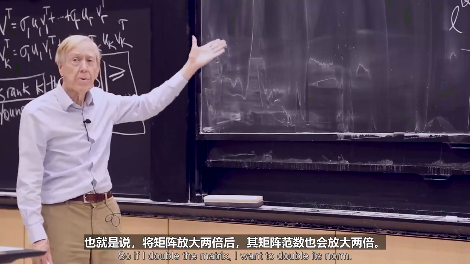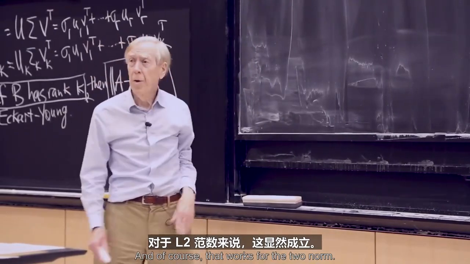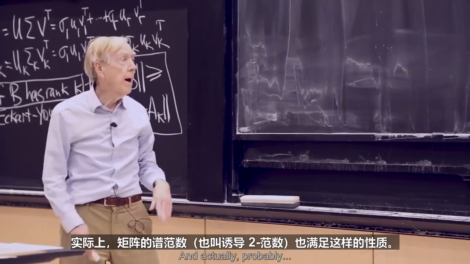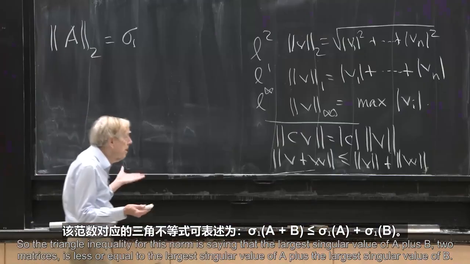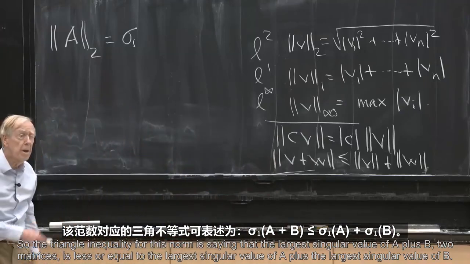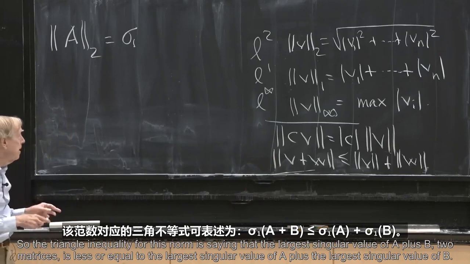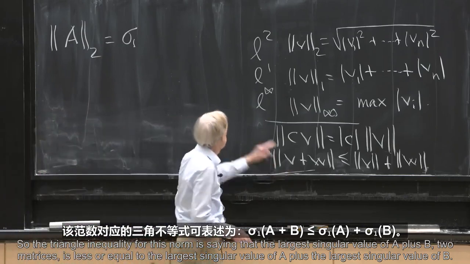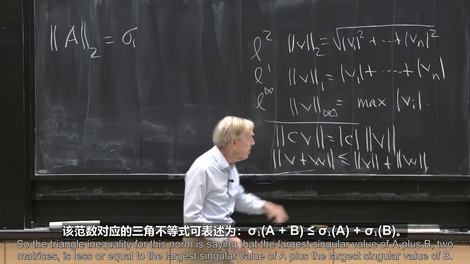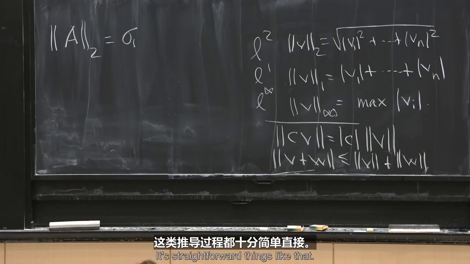So if I double a matrix, I want to double its norm. And of course, that works for the 2 norm. And the triangle inequality for this norm is saying that the largest singular value of A plus B, 2 matrices, is less than or equal to the largest singular value of A plus the largest singular value of B. And we won't take class time to check minor, straightforward things like that.